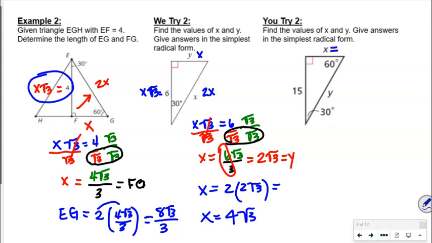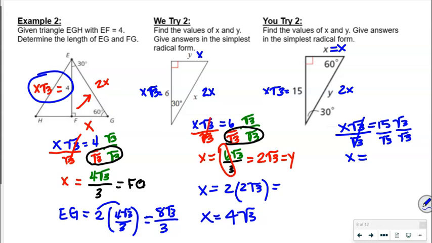Okay, so here again, this is our x. This is going to be our 2x. This is going to be our x square root of 3. It's going to be equal to that 15, right? So we're going to do x square root of 3 equals 15. We're going to divide both sides by the square root of 3. That's now gone. X equals, we're going to multiply by the square root of 3 over the square root of 3. This is going to be 15 square root of 3 over 3.